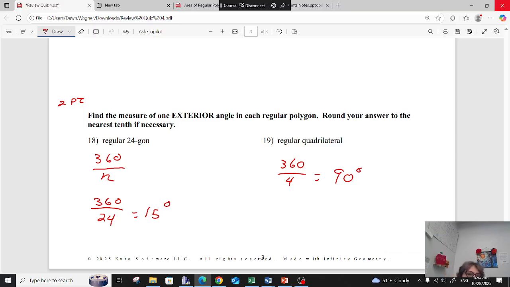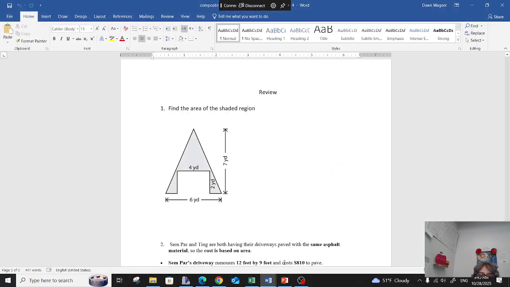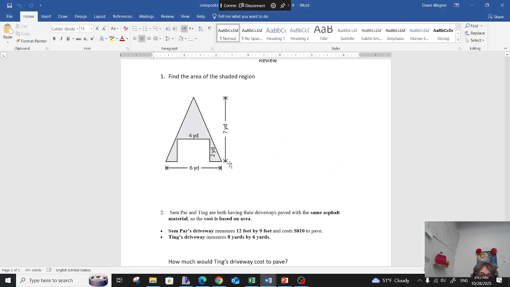And then there's an extra sheet that's stapled on because CUDA software didn't have these. Find the area of the shaded region. This shaded region has a cutout. Does everybody see that? Not have that? Oh, you need me to go back?